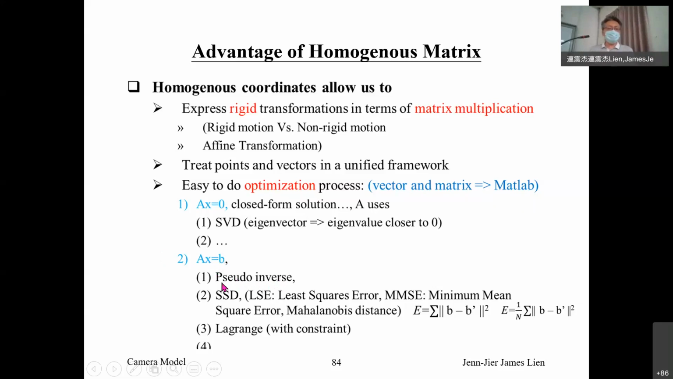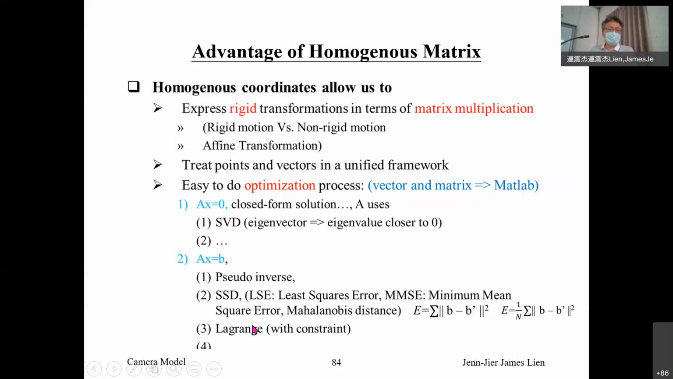One is the pseudo inverse. We can use the pseudo inverse to solve for x or solve for A. Sometimes A is unknown, sometimes x is unknown. The second one is the SSD, the sum of squared differences. In deep learning, we call it the mean square difference, where n is equal to the batch size, the number of images in a batch. So this is the mean square difference.